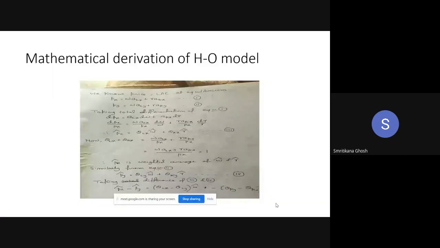Okay, so we are discussing the HO model. Before starting something new, is there any problem from the introduction part of the HO model? Anyone in this class? Any problem with the HO model till now?